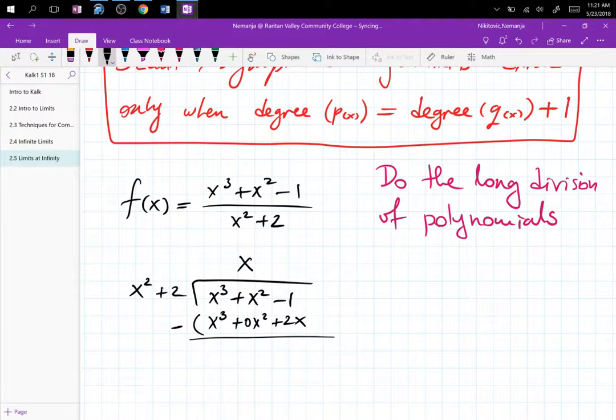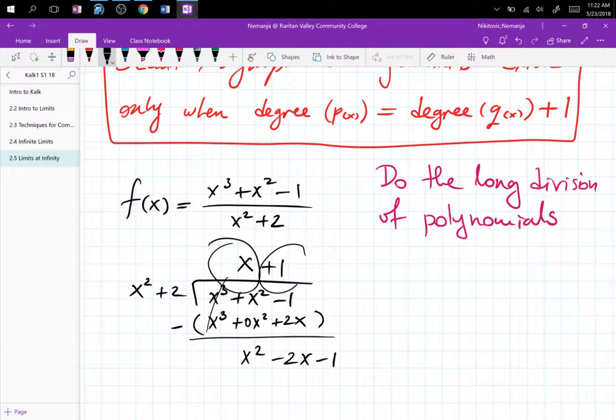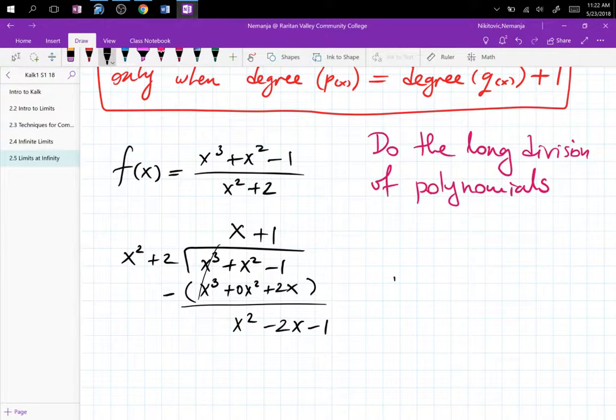Now, when we subtract this, we put parentheses and subtract. The first guys cancel. X squared minus 0 squared is x squared. And then we have minus 2x and minus 1. X squared goes into x squared plus 1 times. We don't have to compute anything else. It's always a two-step division. The first step is going to give us the mx term, and then the second division step gives us plus b. We don't care about the remainder. We don't care about anything else. So in this case, the slant asymptote is at y equals x plus 1.